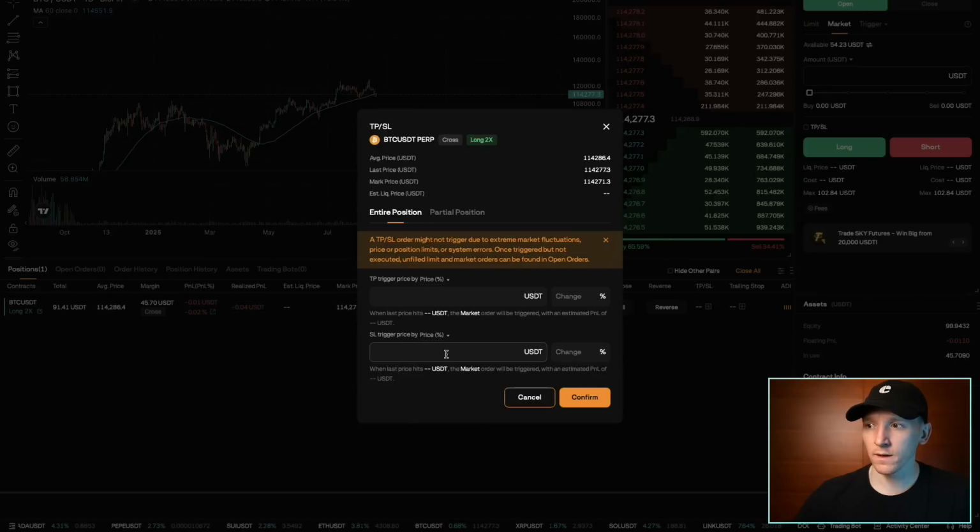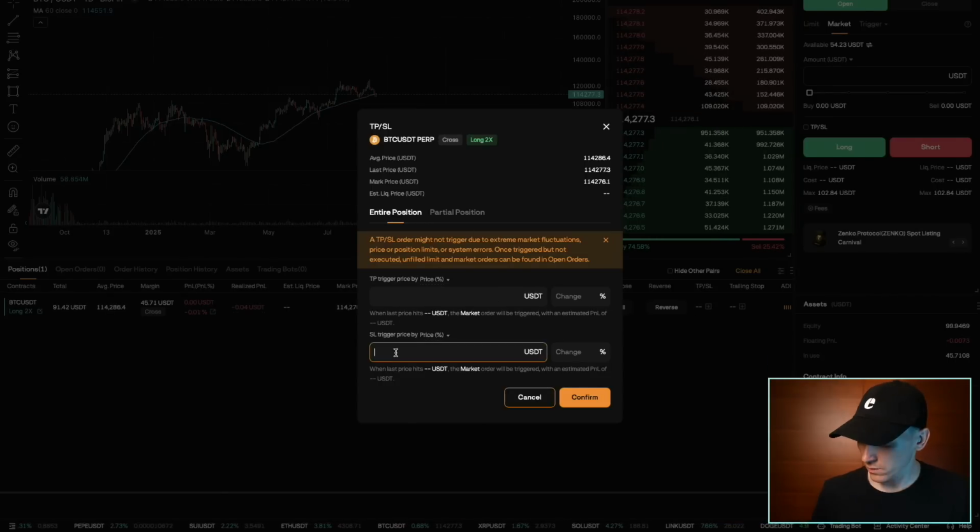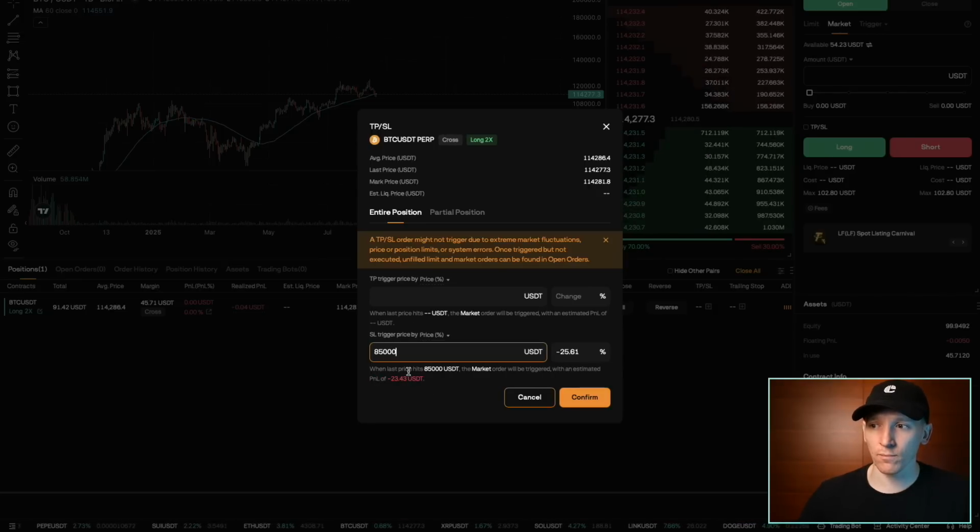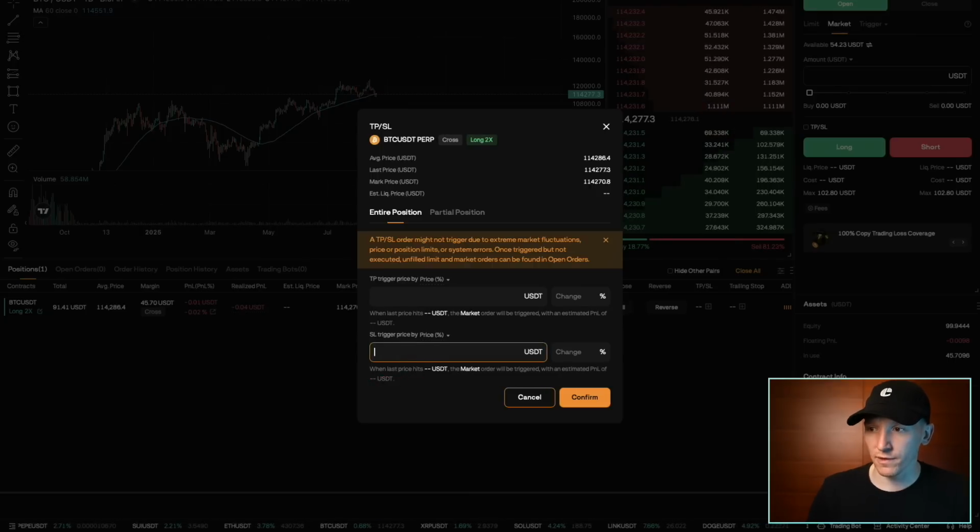So click that icon. Now, if you want to add your take profit stop loss after the fact, you can do it here. Put in whatever it may be. You can see here, you can press confirm. That just puts in the stop loss order, which is associated with our open position.